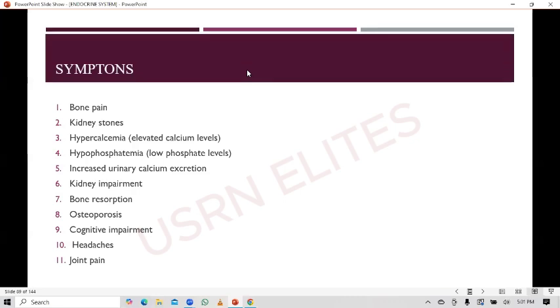Then we have cognitive impairment, headaches, and then joint pain. Excess calcium in the blood can also affect the brain, leading to cognitive impairment and causing headache. And then we have joint pain. Of course, if there's osteoporosis and excess bone resorption, your joints will begin to have aches. That is why we have joint pain. Please, any question over here, or can I continue?